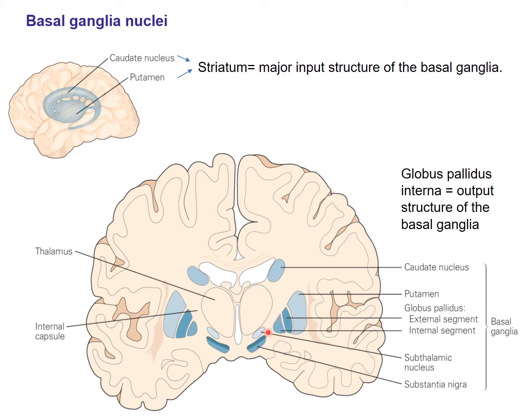And then we have the subthalamic nucleus, which, as its name implies, sits below the thalamus. And we have the substantia nigra, which simply means black substance because the tissue looks black because of the high amount of neuromelanin in it.